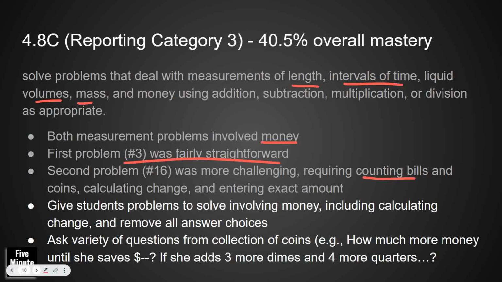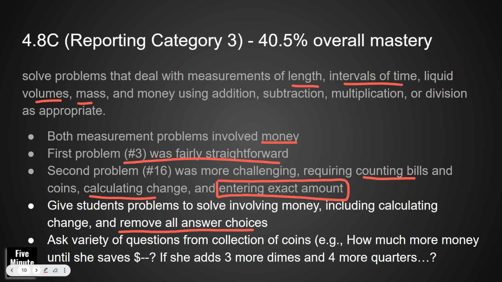We had to count bills and coins and then calculate the change and then had to enter the exact amount. There's no A, B, C, or D for us to choose from. And so we need to give students problems that involve money, including calculating change, and then remove all answer choices. That's the best way we can simulate the equation editor. Say you paid with a 20, a 30, a 40, $45.